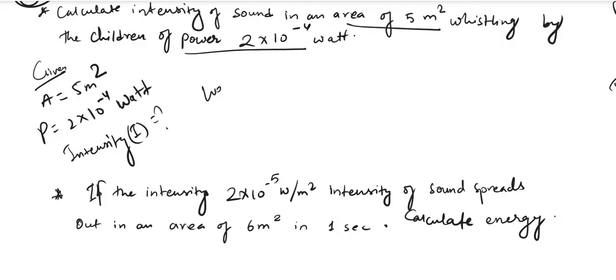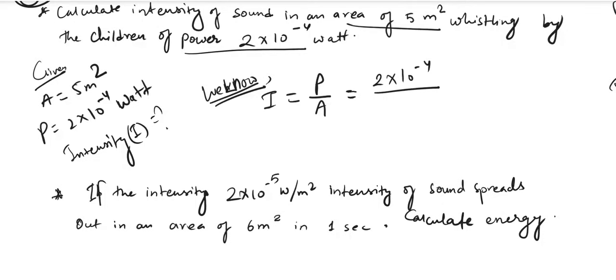I is equal to what? We know the formula. What is the formula of intensity? I is equal to power upon area. The power is 2 into 10 power minus 4 upon 5. 2 divided by 5 is 0.4. So the answer will be 2 into 10 power minus 5 watt per meter square. It is the intensity.